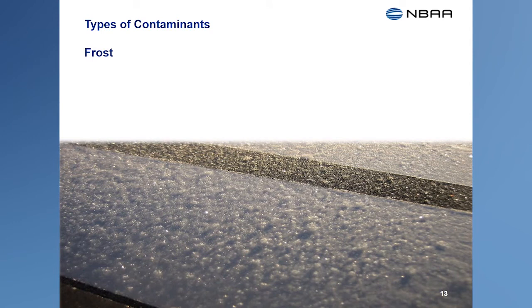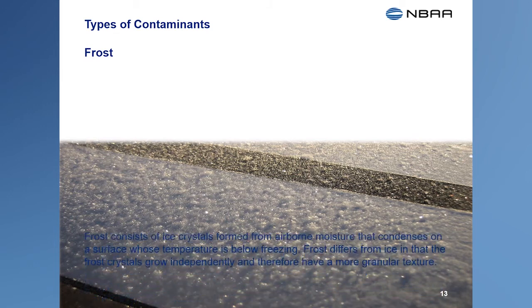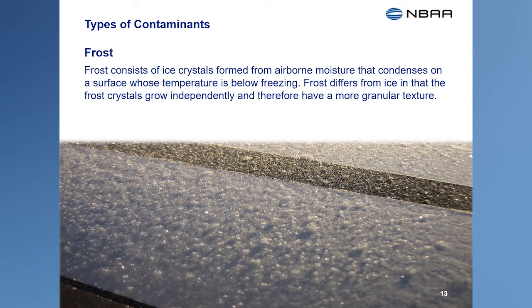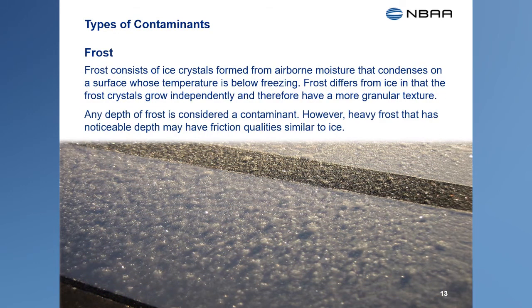Frost is formed when airborne moisture condenses on a surface whose temperature is near freezing. Any depth of frost is considered a contaminant. However, heavy frost that has a noticeable depth may have friction qualities similar to ice. That might cause the airport operator to downgrade the runway's condition.